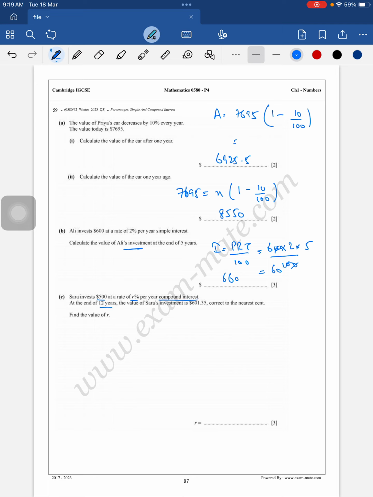Sarah invests $500 at a rate of R% per year compound interest. At the end of 12 years, the value of Sarah's investment is 601.35, correct to the nearest cent. Find the value of R. Okay, she's investing $500 compound interest, and the final value is known to us, that is 601.35. Principal is 500. 1 plus the rate we don't know, we need to find out, and 12 years.